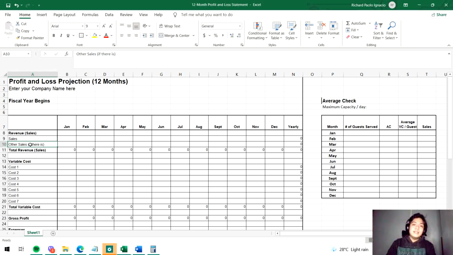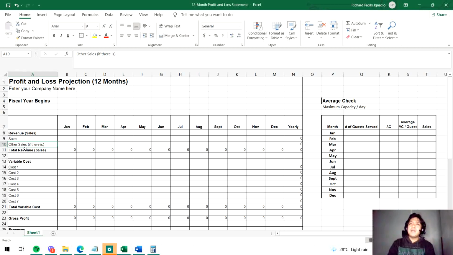Para siyang commissary. Bibili ka sa labas ng mga product and then ibebenta mo for your own company, for your own establishment. So, pwedeng ganun din na mangyari pag kayo ay lumaki na or pag kayo ay medyo sanay na sa inyong trabaho. Pwede kayo magbenta ng inyong snacks and pastries to other cafes for outsourcing. So, that's a form of other sales.